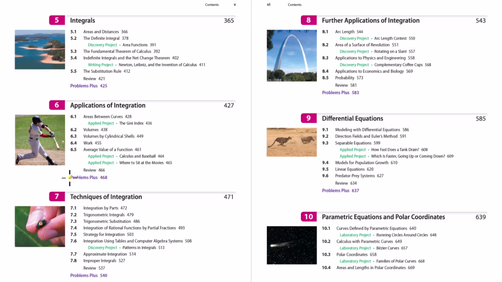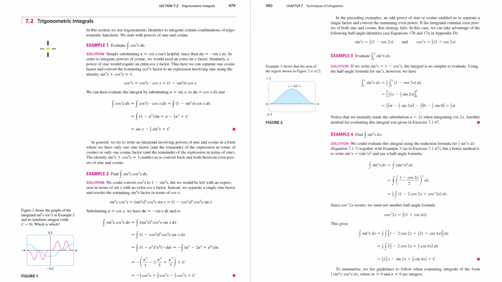We're continuing with Chapter 7 on techniques of integration. In this video, we're going to go through section 7.2, which discusses trigonometric integrals. Trigonometric integrals just refers to integrals involving trig functions, specifically only trig functions, so not mixtures of trig functions with other functions.